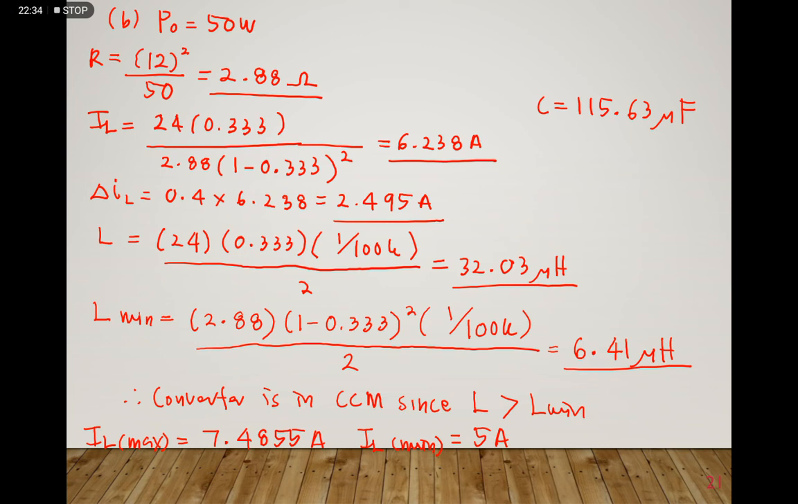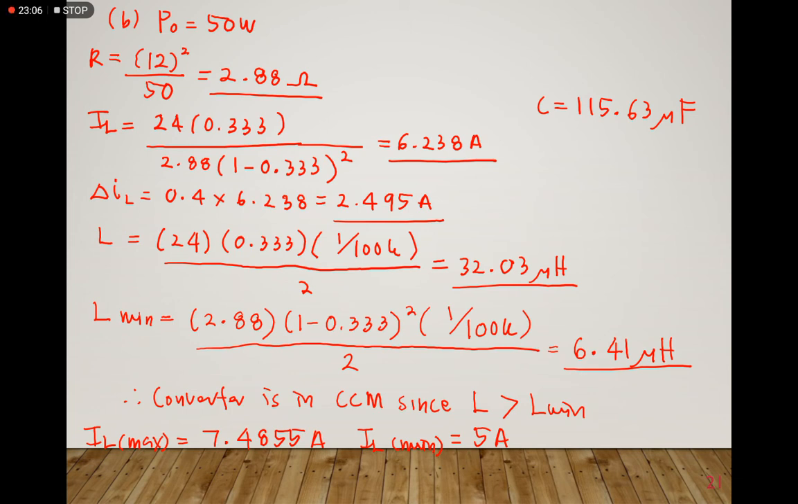So if the question asks you to discuss, you need to compare each of these parameters, which one in part A and part B. Whenever the output power is increased, your R load will be decreased, right? You can see that the one in part B has a smaller R as compared to part A. But your inductor current will be increased because of the smaller R in the denominator.